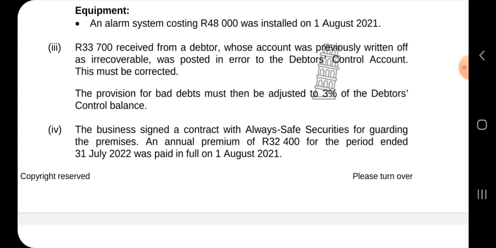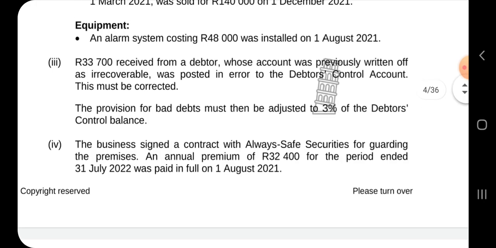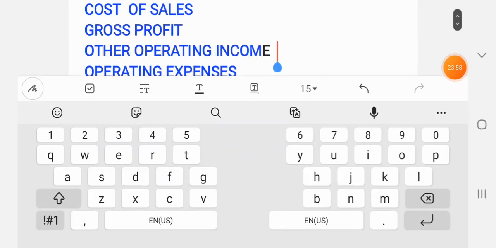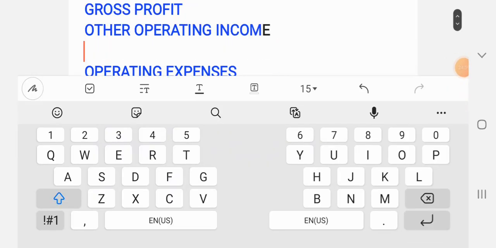So we'll just be putting this under other income on the income statement, because a person who was previously written off as a bad debt, whom we thought we would never get our money from as a company, has now paid us, and we are happy to have this income for this financial year. So we have to enter it. This is under other operating income.